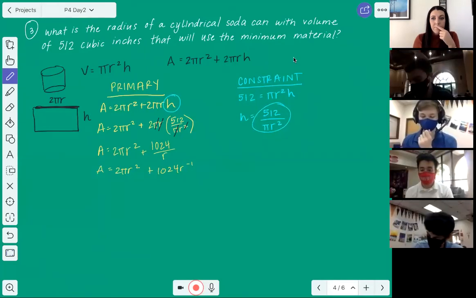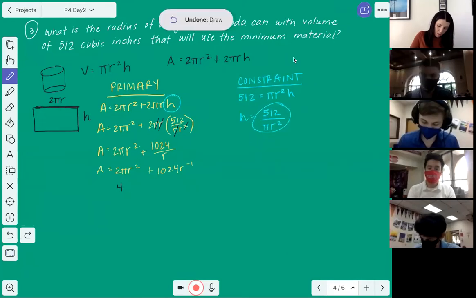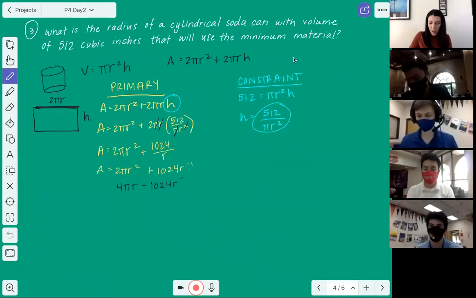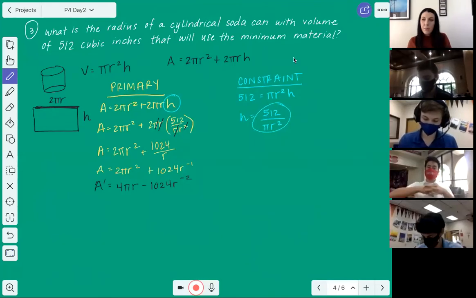So now we'd find the derivative, which would be 4 pi r minus 1024 over r squared. I just did that step in my head, but okay, that's fine. And then over r squared. So again, I'll show that as 2 steps real quick. We're finding a prime, so make sure it's labeled as such, that it's not just a random floating equation.